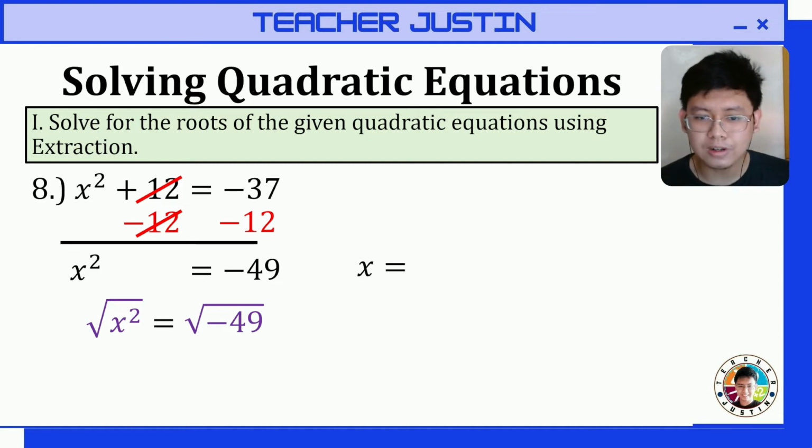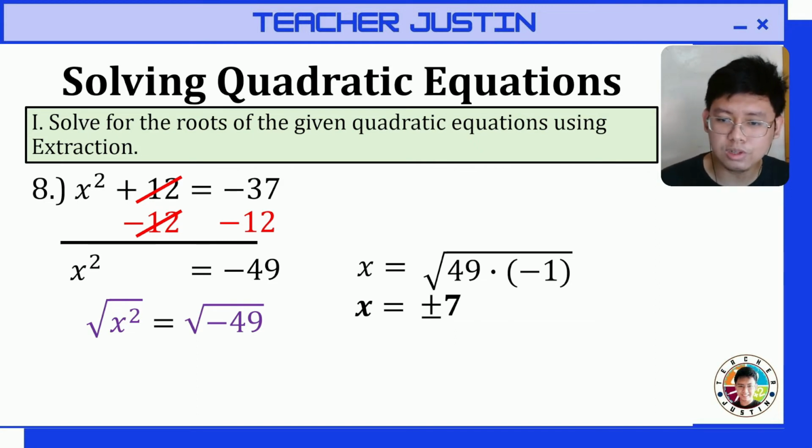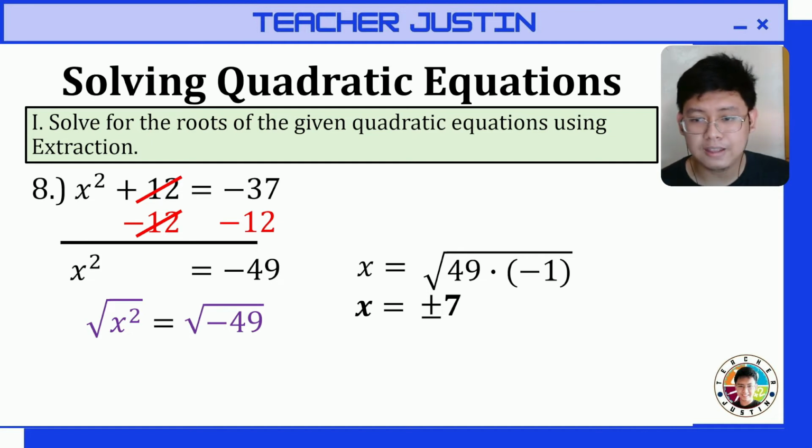So, let's factor the square root of negative 49. So, yung square root of negative 49, it will be factored as 49 times negative 1. Okay. So, the square root of 49 is positive negative 7. So, positive negative kasi we use the square root property. And every time that we use square root property, we will get the positive and negative roots of that number.